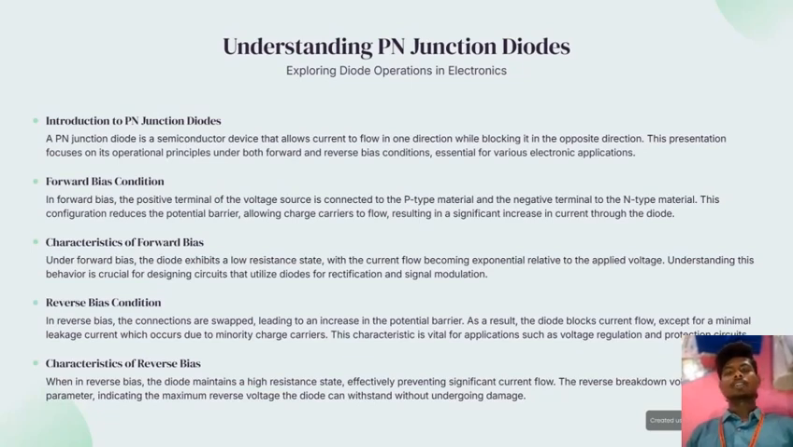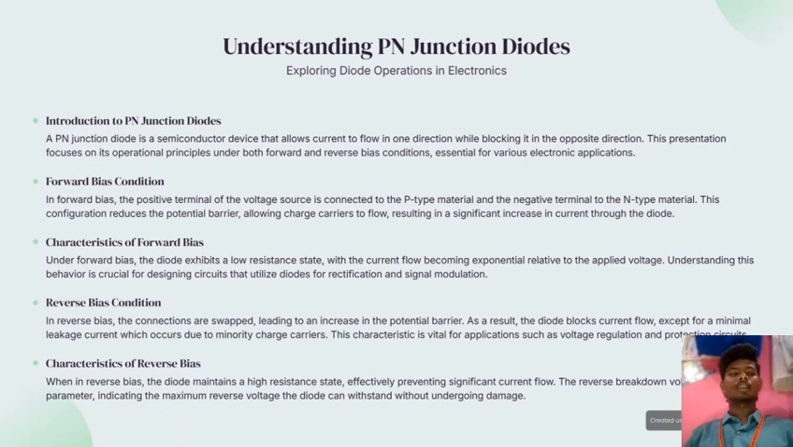Understanding PN junction diode, exploring diode operation in electronics. Introduction to PN junction diode. A PN junction diode is a semiconductor device that allows current to flow in one direction while blocking it in the opposite direction. This presentation focuses on its operational principles under both forward and reverse bias conditions and various electronic applications.